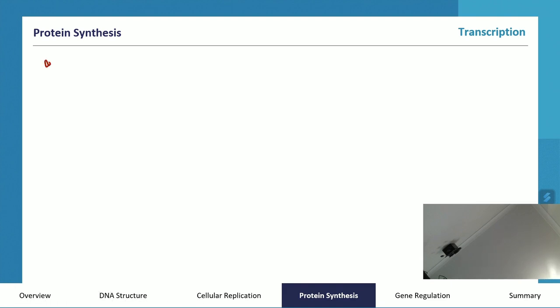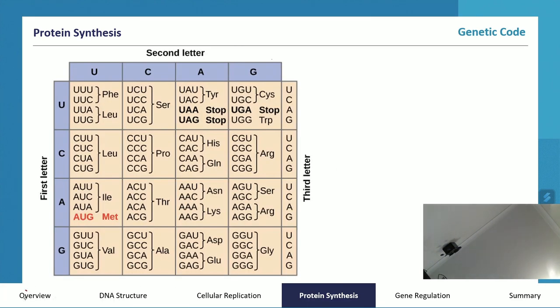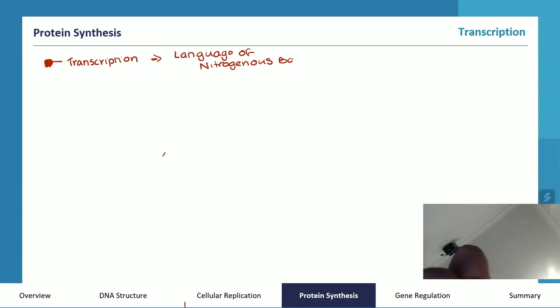So we've got our first step in protein synthesis, which is transcription. Now, the reason why this is called transcription is that this process stays in the same language. It stays in the language of nucleotide base pairs, the language of nitrogenous bases. It occurs in the location where DNA is.